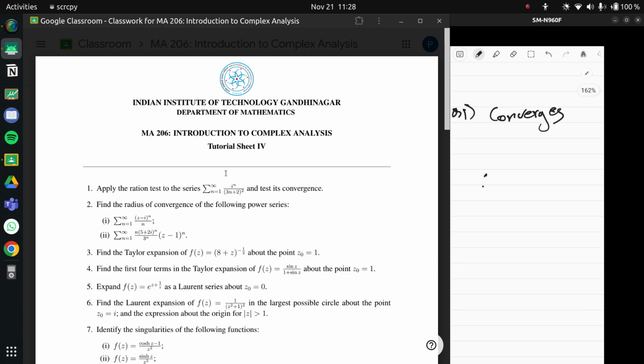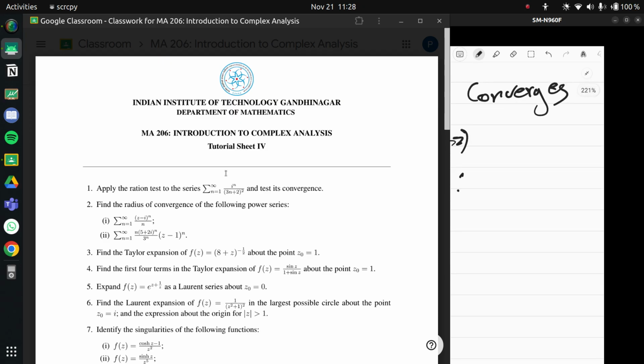So question number 2. Question number 2 is find the radius of convergence of the following power series. So you've got (z minus i) power n upon n. We're going to find the radius of convergence. Sure, no big deal. The same thing. You have just the ratio test, right? So a sub n plus 1 upon a sub n, that's going to be less than 1, and it will be done. So that's going to be something like z minus i. So z is a fixed quantity, right?